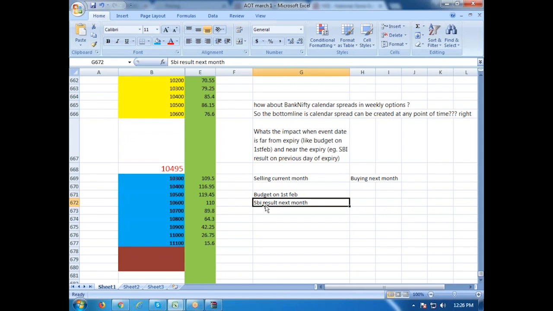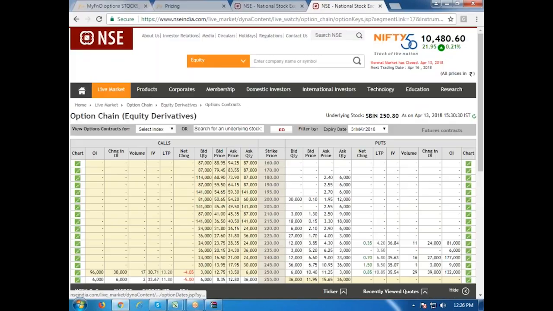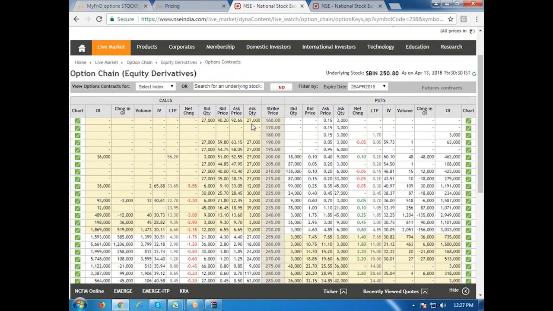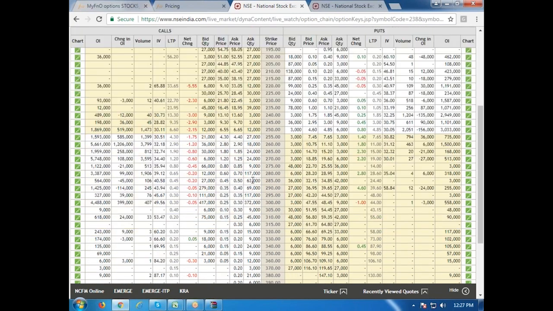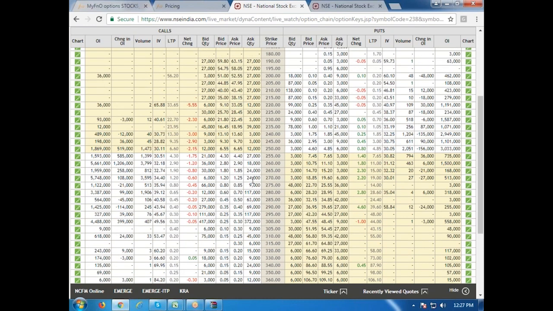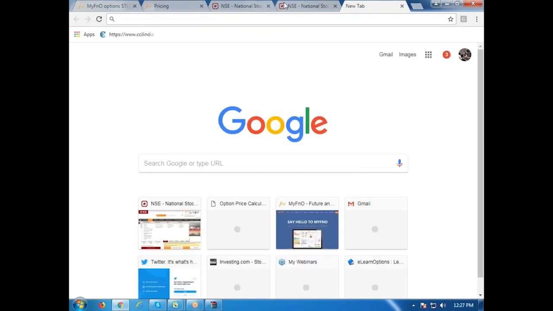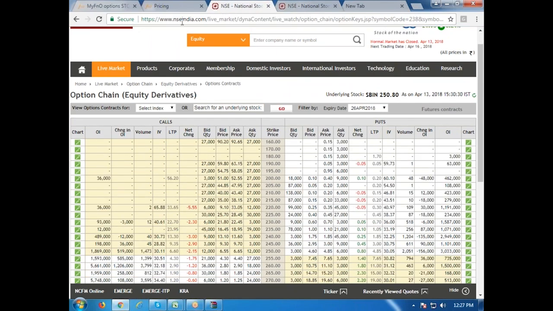Let me build it. The SBI result is in the next month. Okay, I'll also talk about Bank Nifty calendars. This is April 1. This is the May expiry, and this is the April expiry in SBI. Right now, the price of SBI is 250. You have a bullish expectation or a bearish expectation. आपका कुछ भी हो सकता है.